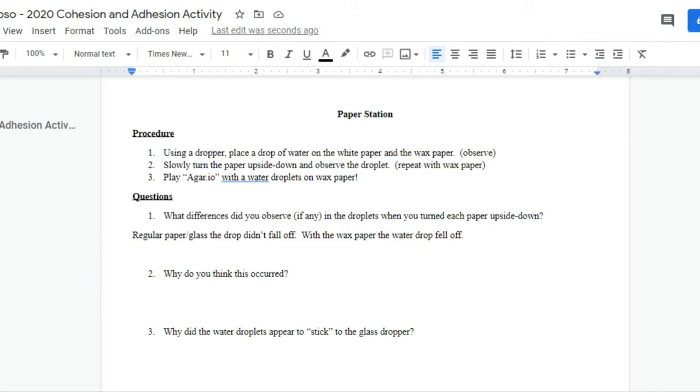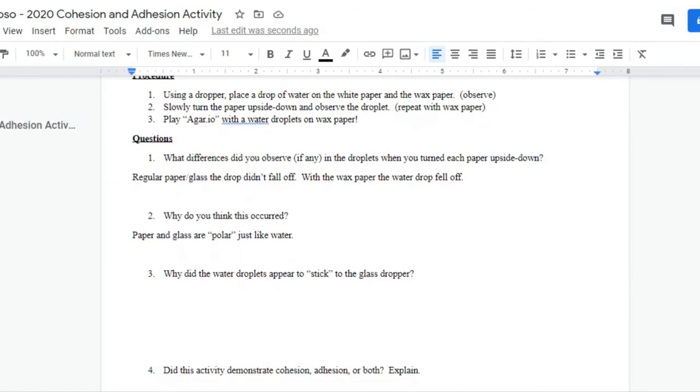Why do you think this occurred? Well, paper and glass are polar. They're polar just like water. So since they're polar, that means they have a part of their molecules that's positively charged and the other part that's negatively charged. Well, just like water has the same thing, so the positive and the negatives are attracted to each other and they stick together, they bond together.